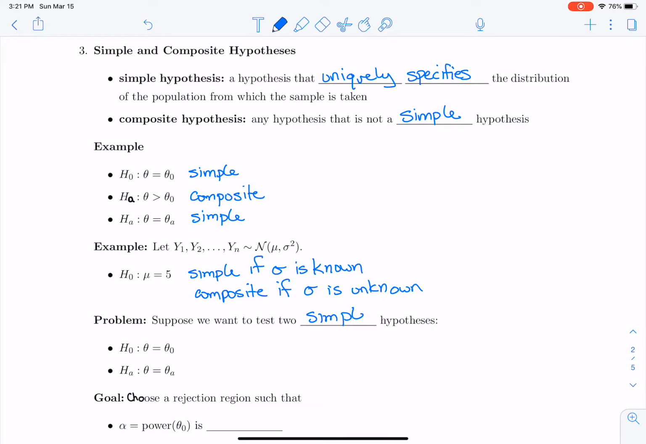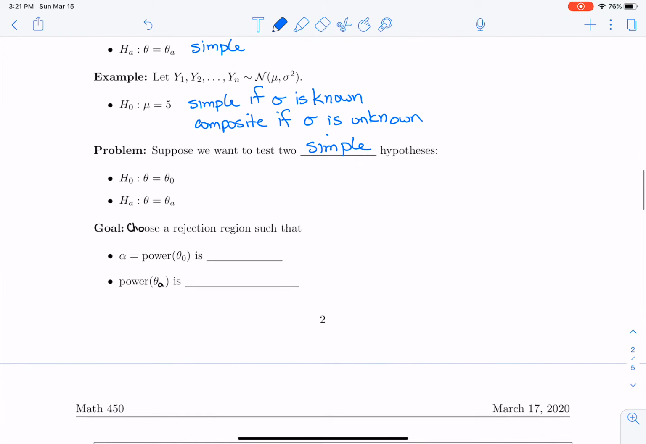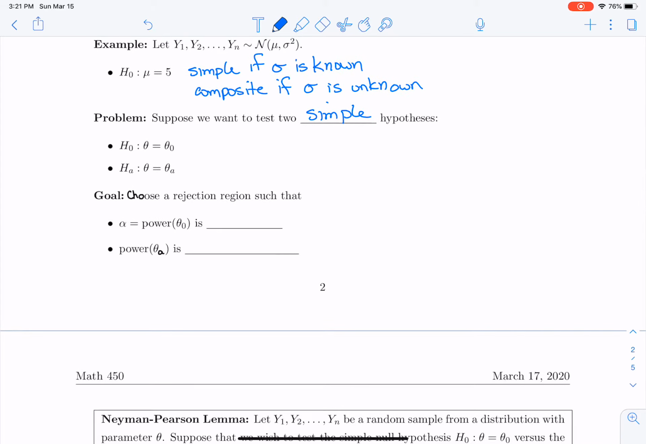So suppose we want to test two simple hypotheses. Those simple hypotheses would be theta equals theta 0 and a specific alternative, theta equals theta a. Then alpha, which we remember is the power at theta 0, is fixed. And the power at theta a is something that we want to be maximized. Our goal is to find a rejection region that maximizes that power. So what kind of rejection region should we choose?